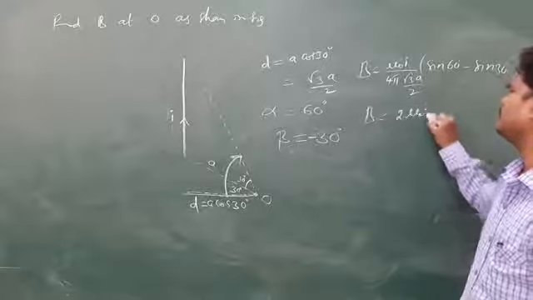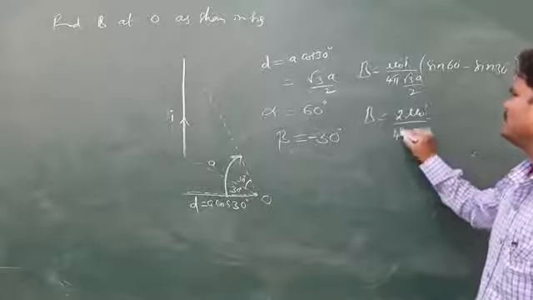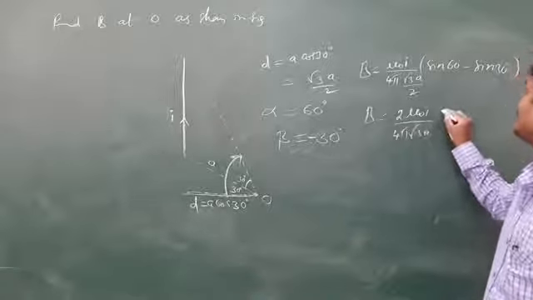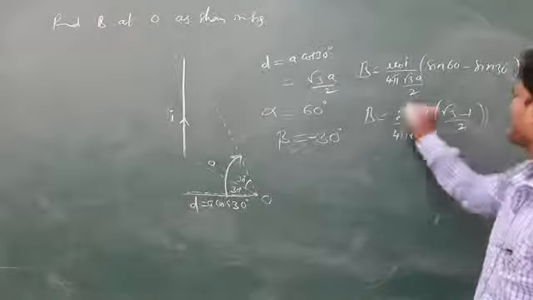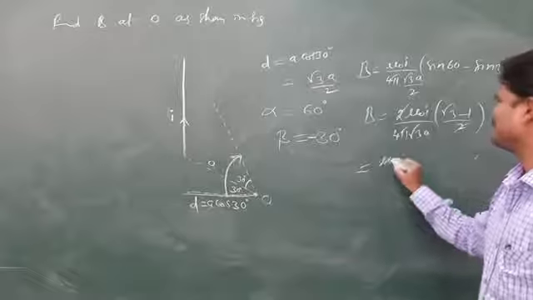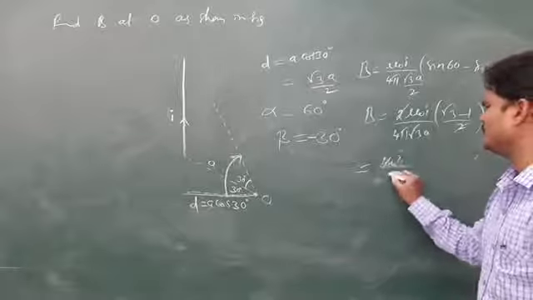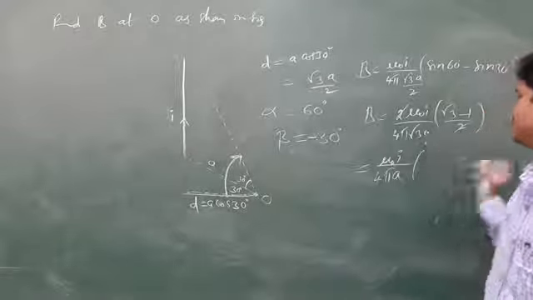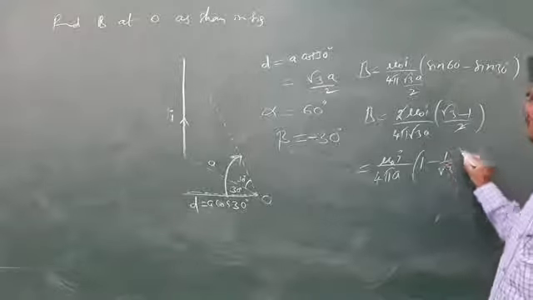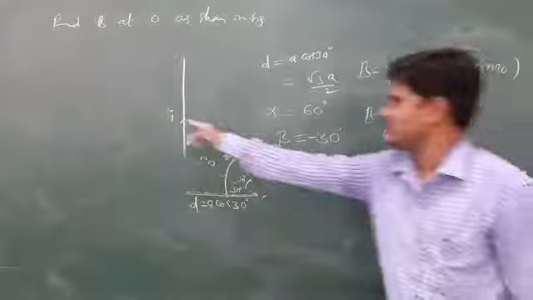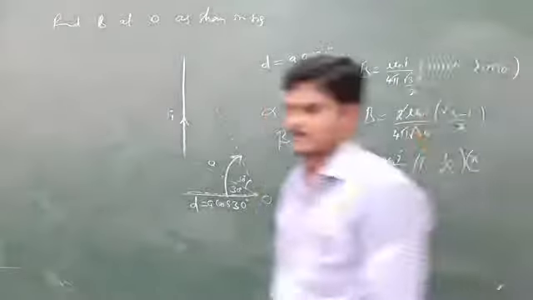Let me write B is equal to mu naught I by 4 pi root 3 a, times root 3. Now mu naught I by 4 pi a, if you multiply root 3 inside, so it is 1 minus 1 by root 3, into the board. For this one, into the board. Okay.